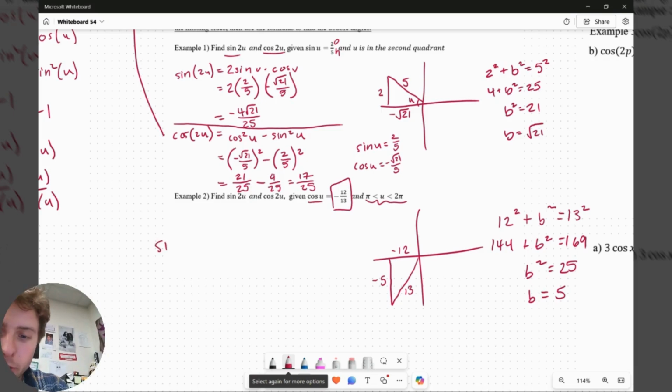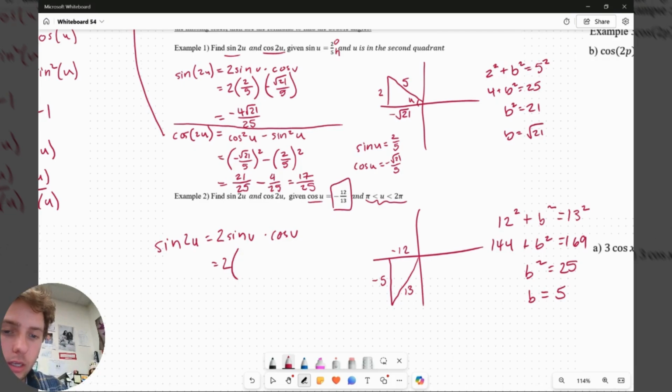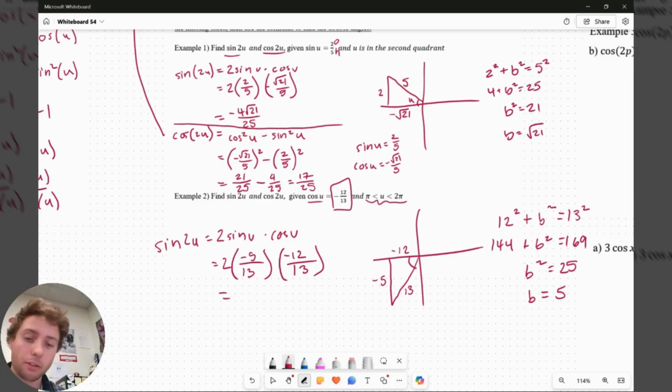From there, you could just use your formulas. Sine 2u, 2 sine times cosine. Find your fractions. Sine is the opposite over the hypotenuse. Cosine is the adjacent over the hypotenuse. And then you could simplify that entire thing. If you simplify that entire thing correctly, you'd get 120 over 169.